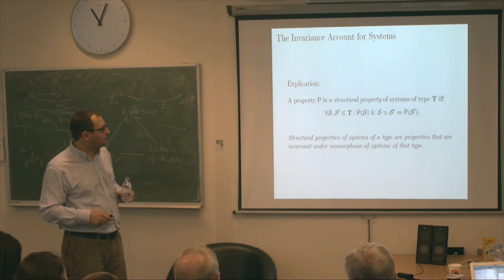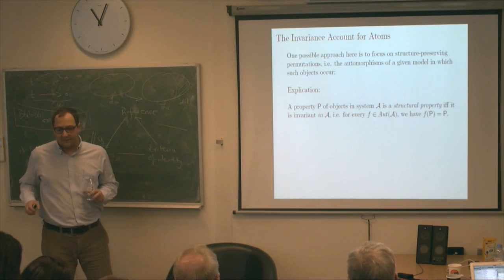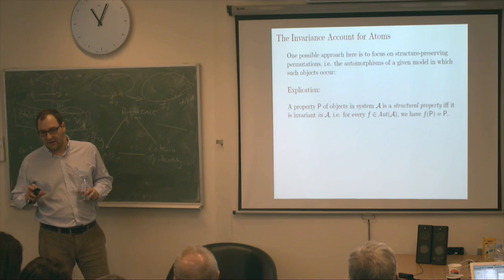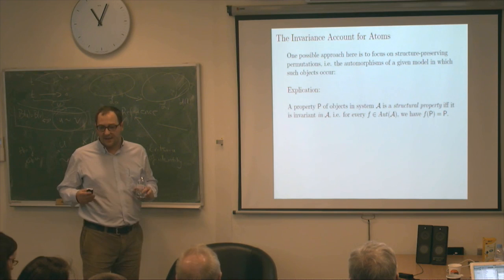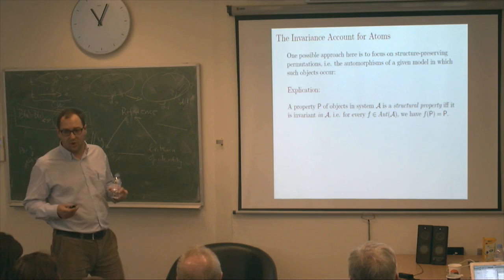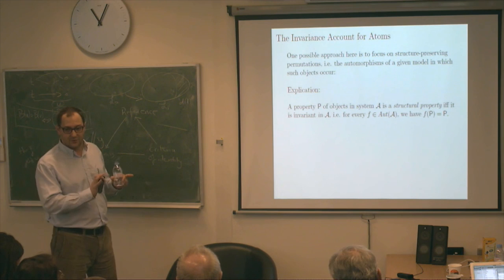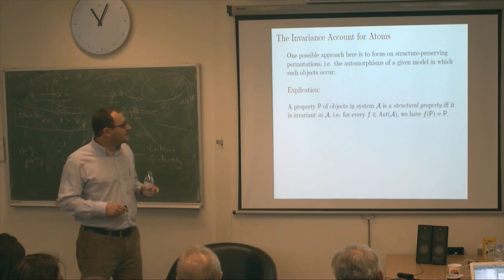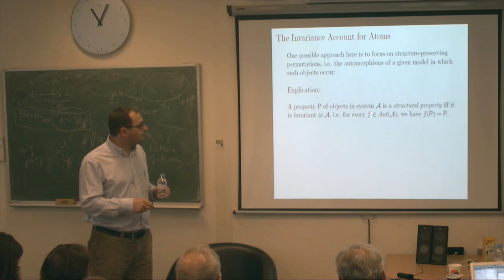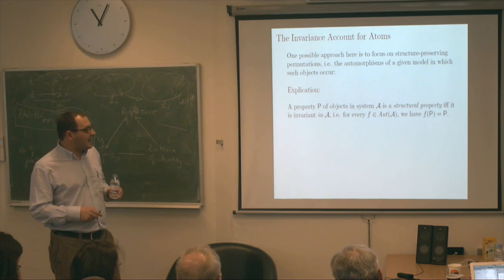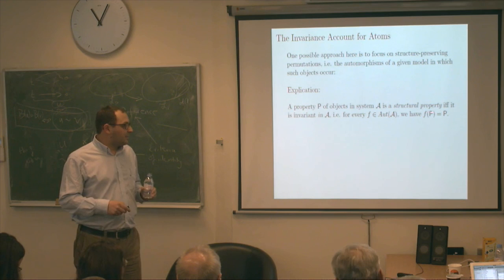Well, one possible approach here would be to look at invariance with respect to one specific domain or one specific model, so to speak. That is, to look at invariance under the automorphisms of a given model. So this is one possible way to go here. It's not the approach we will suggest, but that's one candidate. And the idea is simply to say that a property P of objects in a given system A is a structural property if P is invariant in A. That is, for every automorphism on A, the property remains invariant with respect to that automorphism function.